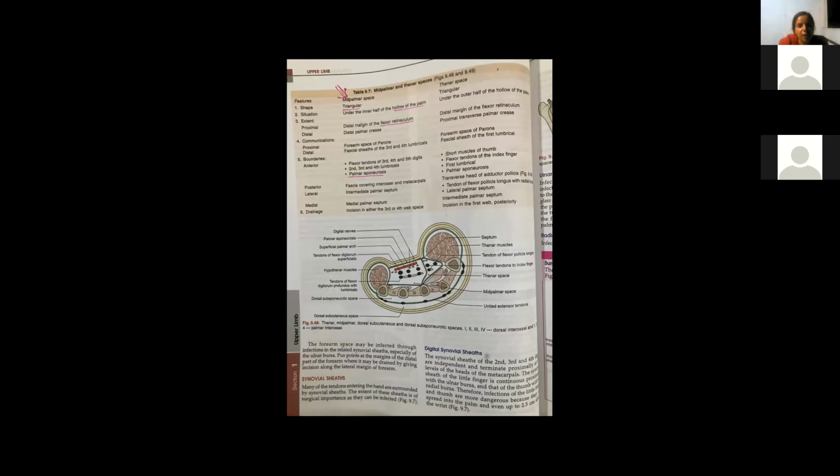This beautiful table will help you to write, and this beautiful picture you can draw. This is thenar and this is hypothenar. Okay, this is skin, superficial fascia, palmar aponeurosis, superficial palmar arch. This is the little finger, hence this is the mid-palmar space. This is the thumb, hence it is the thenar space. Thenar and mid-palmar space. This is the intermediate septum. Whatever space you are finding here is the mid-palmar and thenar.